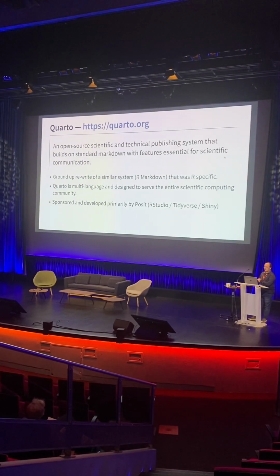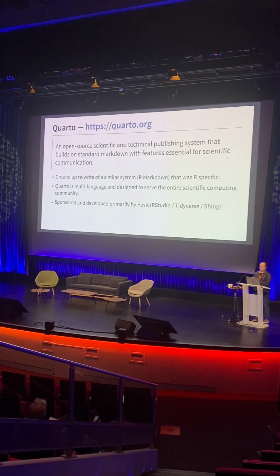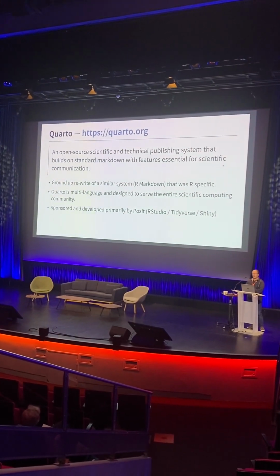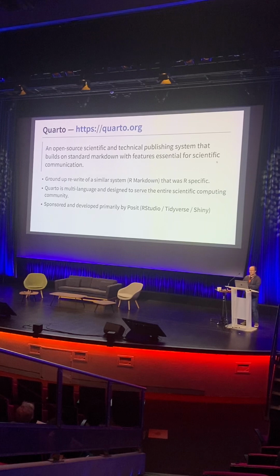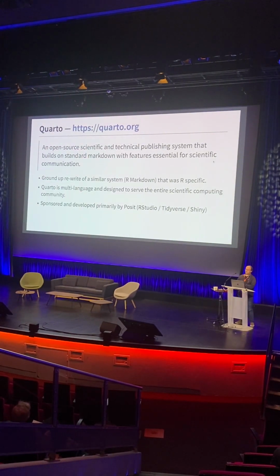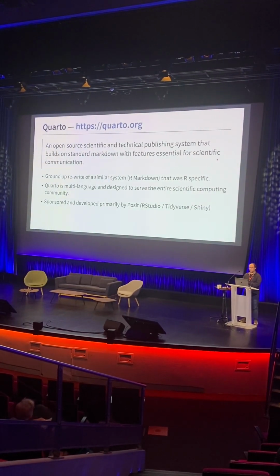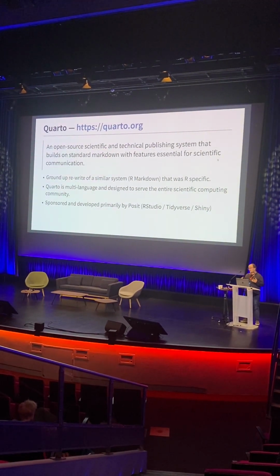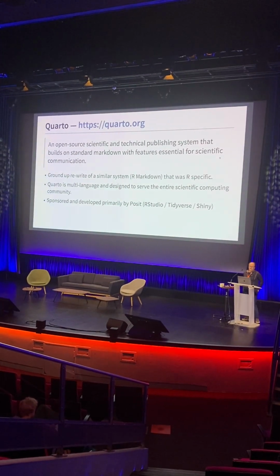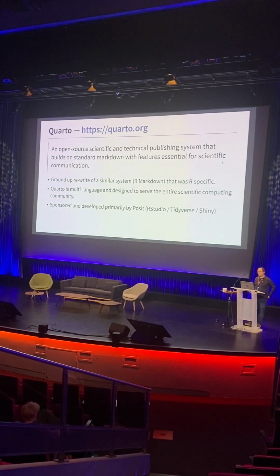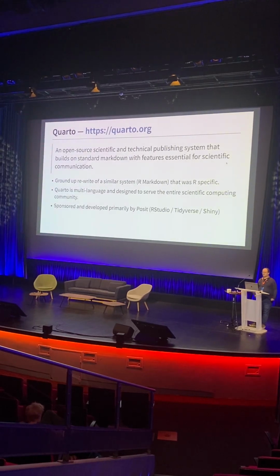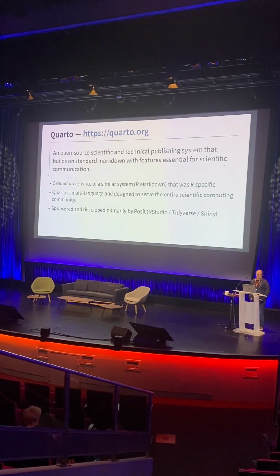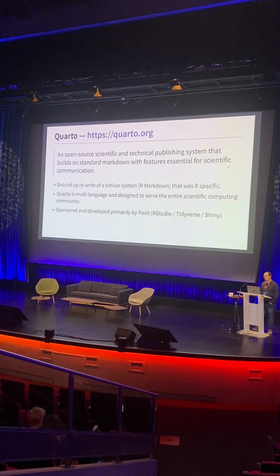We developed a system called R Markdown that was R specific, about 10 years ago, and we evolved that quite a bit over the years, but really felt pretty bad about the fact that the system wasn't able to serve the entire scientific computing community. It was just R. So we rewrote it and improved it quite a bit with the lessons learned, and that is what Quarto represents: a multi-language, multi-engine re-articulation of the things we did in R Markdown. The project is primarily developed and sponsored by Posit.